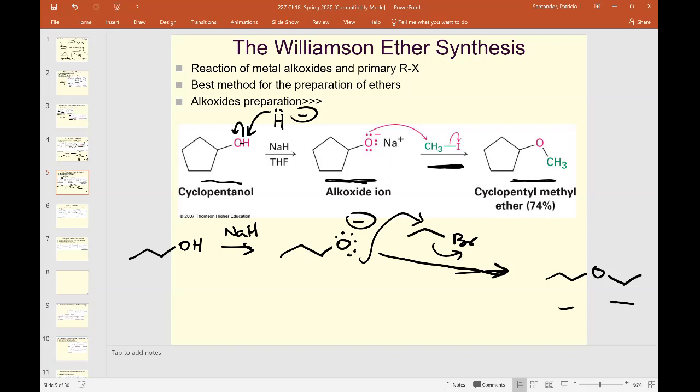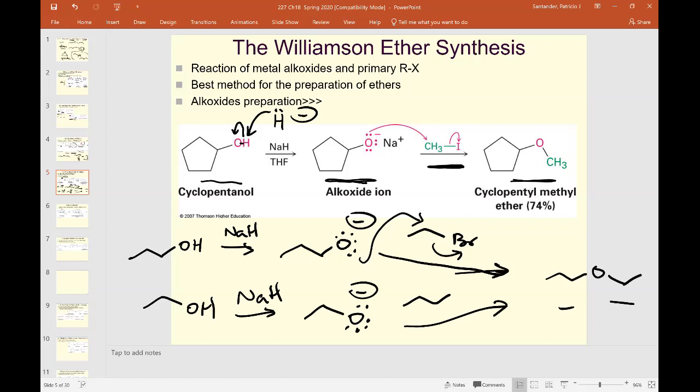Or the other method in which I can prepare this will be by reacting ethyl alcohol with sodium hydride. That will allow me to make the ethoxide. And then I can react the ethoxide with the corresponding propyl halide. Let's say I'm using 1-iodopropane, nucleophilic attack, displacement of the I minus, and that will give me the final product. So there you can see the method is quite general.